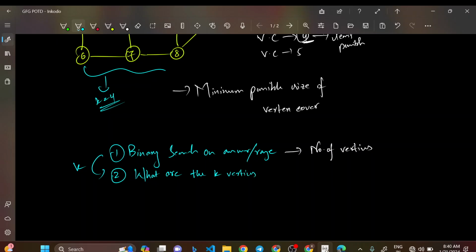So what are the k vertices that we are going to take? Now here we have the technique called Gosper's hack. Gosper's hack is the second part of this thing.